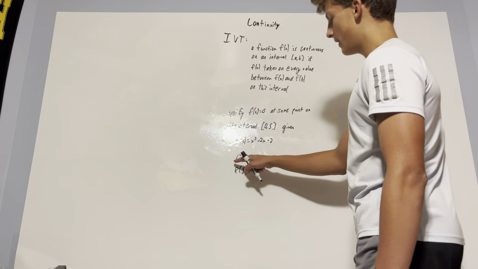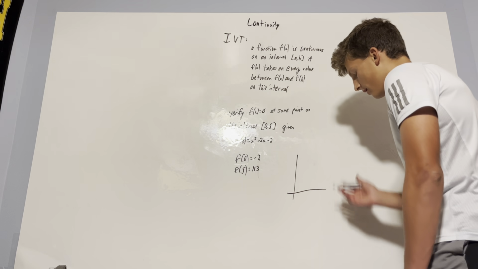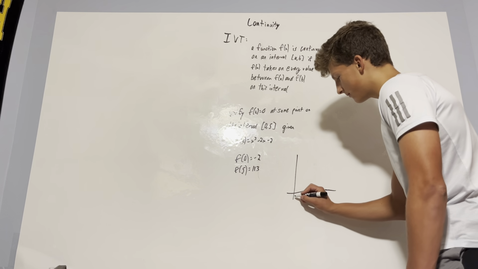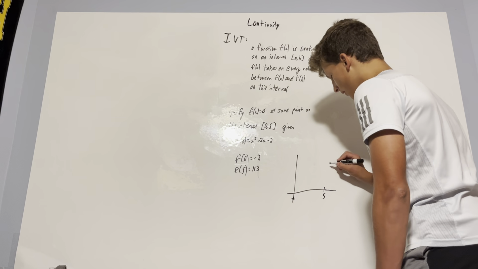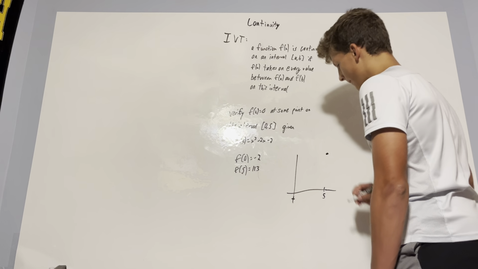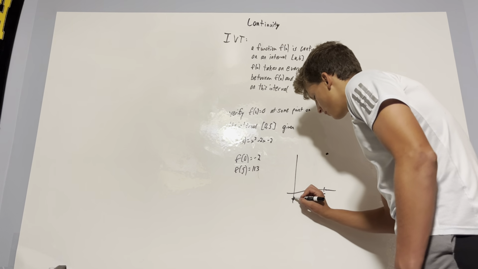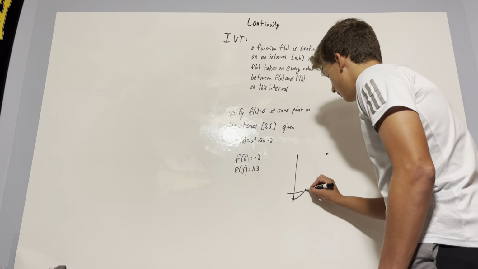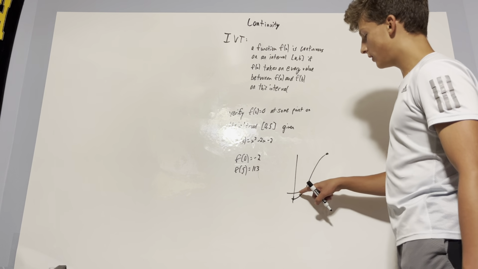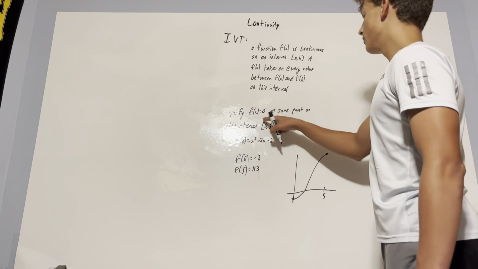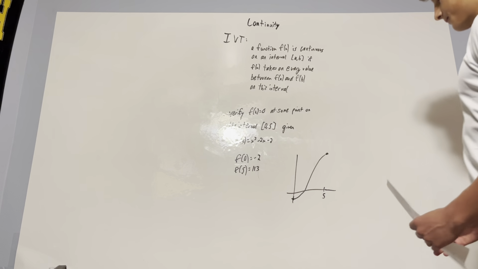So f of 0 is negative 2, and I will sketch this to the best of my ability. F of 5 over here is 113. Well, since this is continuous, it's pretty clear that at some point this is going to have to cross over y, or f of x, equals 0. Therefore, we can verify that f of x will equal 0 at some point in this interval.